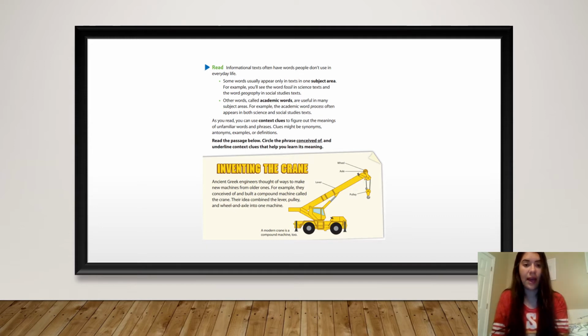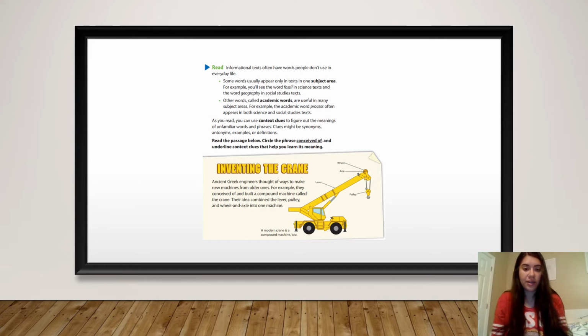Other words called academic words are used in many subject areas. For example, the academic word process often appears in both science and social studies texts. As you read, you can use context clues to figure out the meaning of unfamiliar words and phrases. Clues might be synonyms, antonyms, examples, or definitions. Let's read the passage below and circle the phrase conceived of and underline context clues that help you learn its meaning.